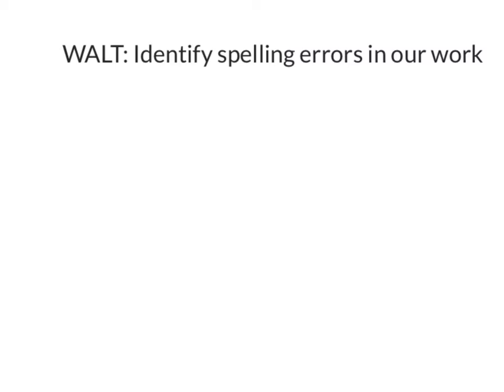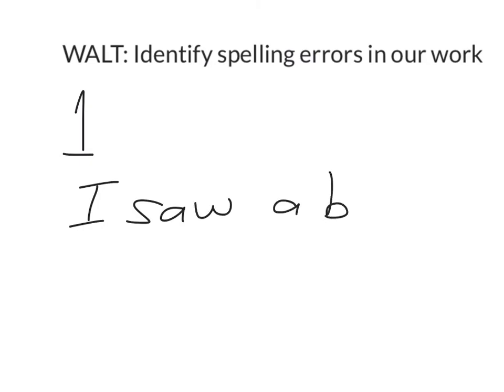So identifying spelling errors in your written work happens at two times, and the first time it happens is that you can be doing it as you're writing. So for example, if I wanted to say I saw a big beautiful, I'm not sure about the word beautiful, so what I'm going to do is I'm going to say it, spell it like it sounds, beautiful.